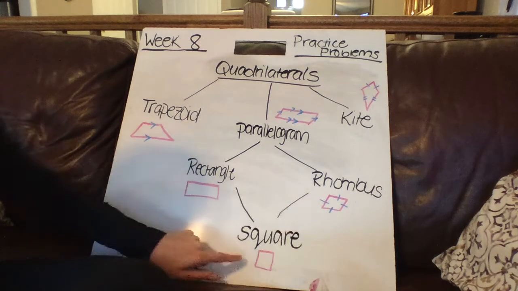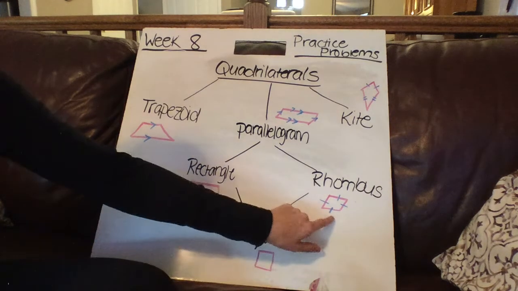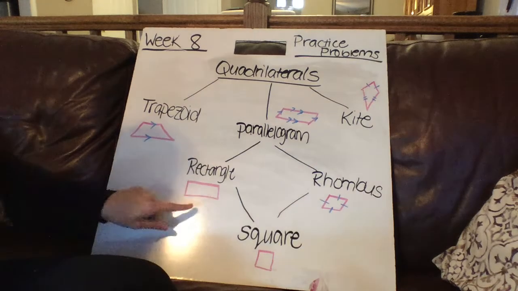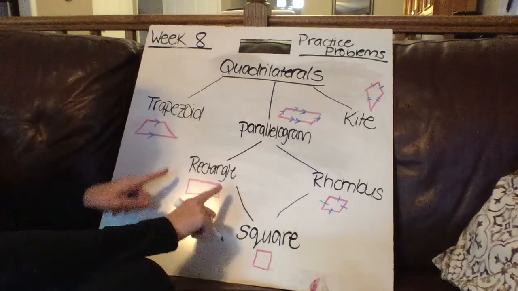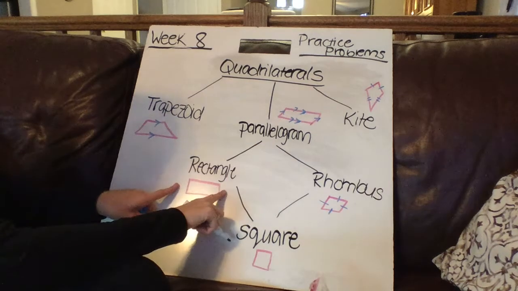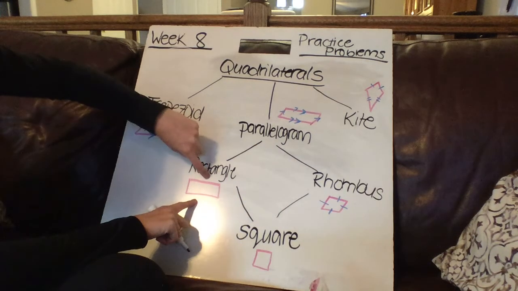It kind of looks like the square. The square is different. The rhombus looks like a parallelogram, it just has all sides equal. A rectangle also has two sets of parallel sides, so it's the same thing as a parallelogram. These sides are parallel and these sides are parallel.